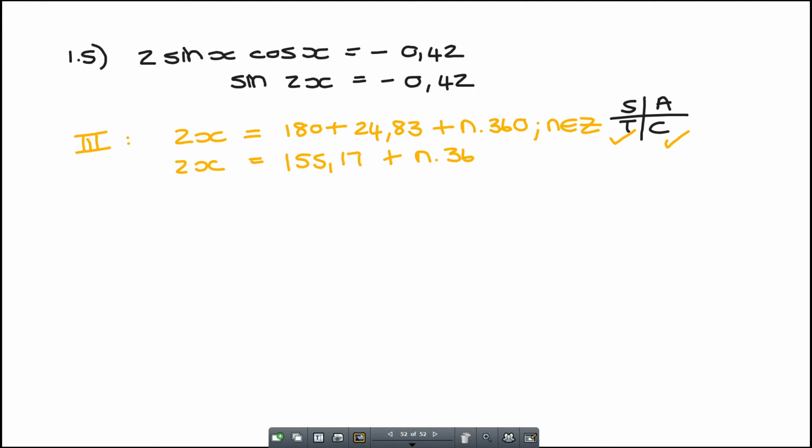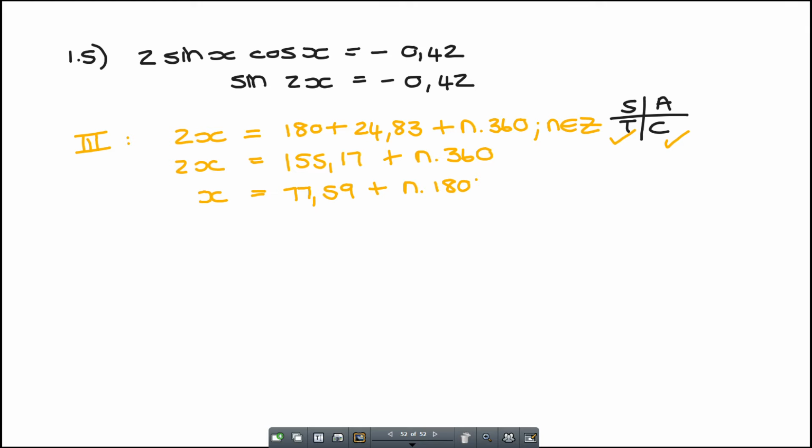No. I now have to get rid of that 2. And when I divide by 2, I obviously must divide this angle by 2, so that's going to become 77,59 plus n times, and the 360 also divide by 2. So that becomes 180.